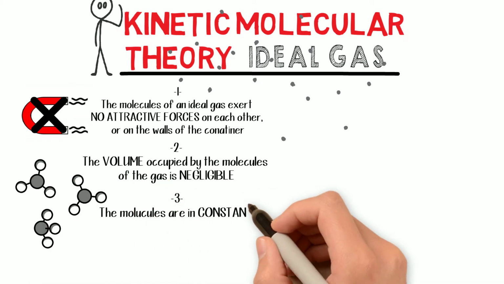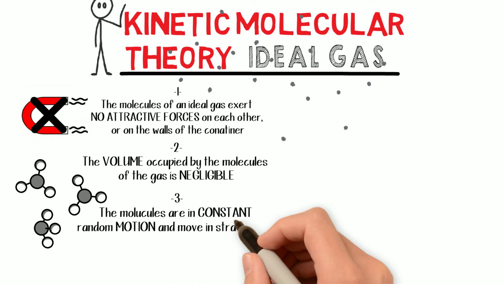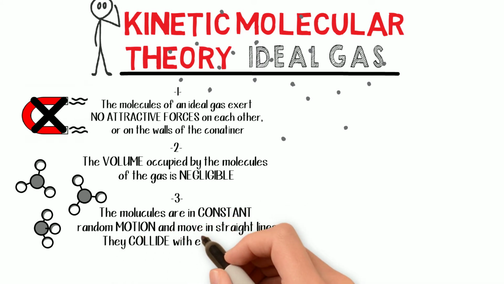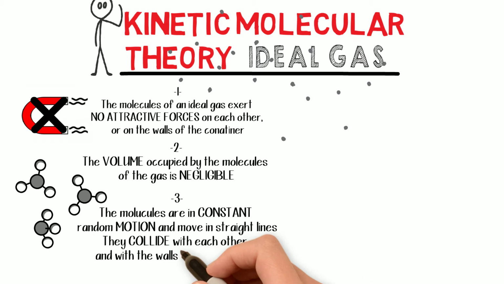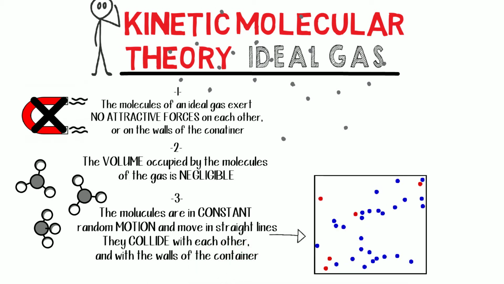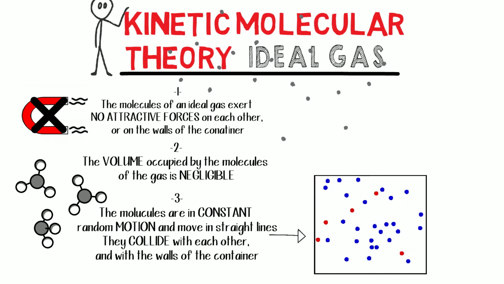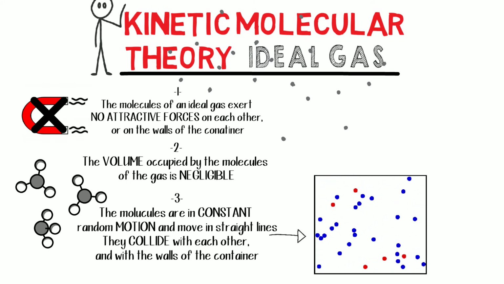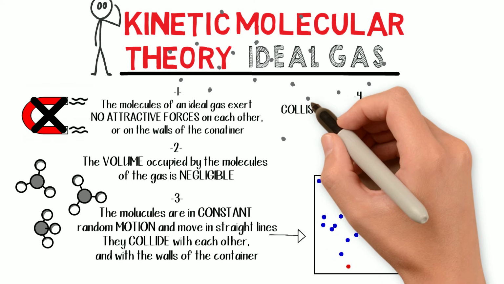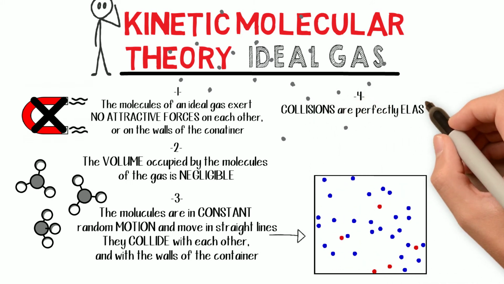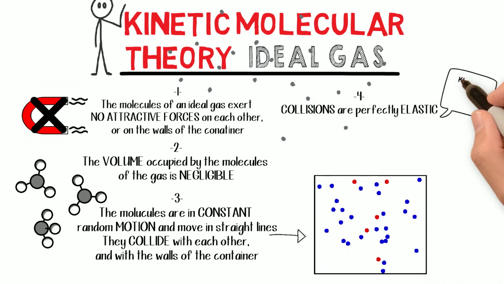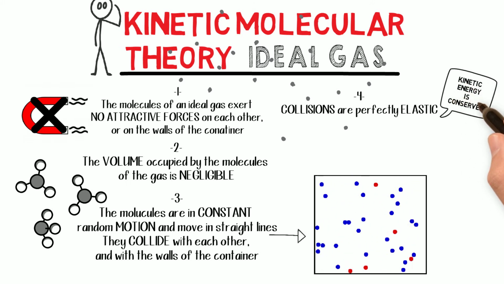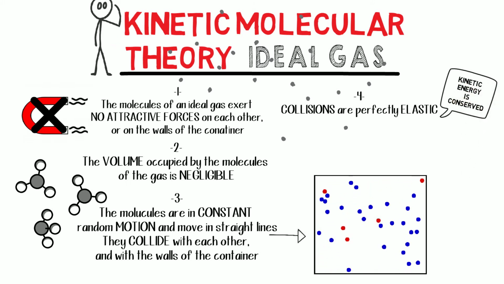Third, it states that the molecules are in constant random motion. They move in straight lines and they collide with each other and with the walls of the container. To help you visualize, shown on the right, this box shows you how the molecules actually behave. Fourth, collisions are perfectly elastic. What this means is that in the collisions, the kinetic energy is conserved.